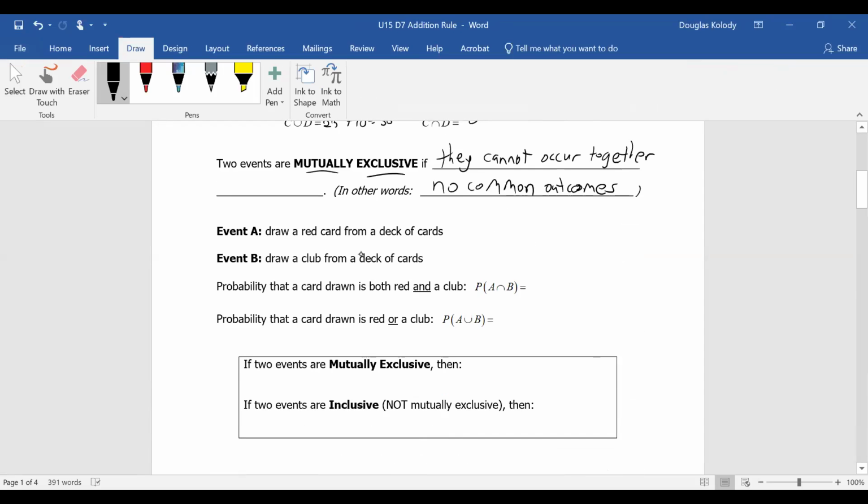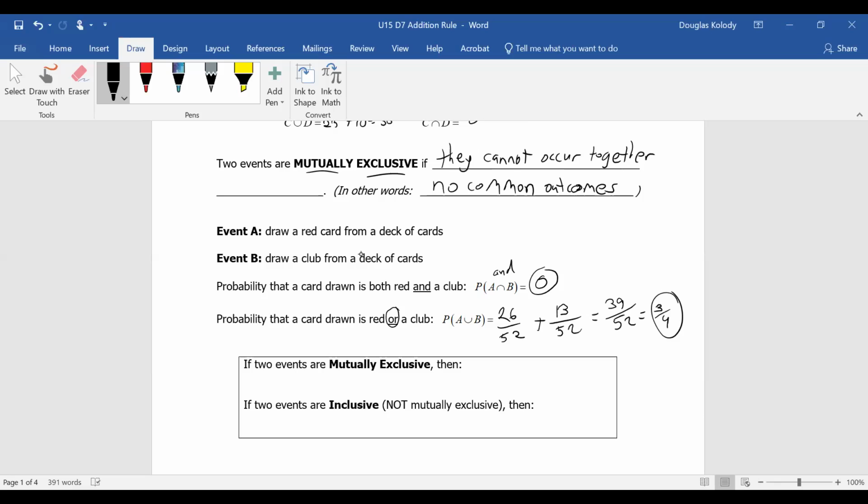So what's the probability of being both red and a club at the same time? 0. What's the probability that a card is a red or a club? Or means to add up everything. How many red cards are in a deck? Half the deck, 26 out of 52. Plus, how many clubs are in the deck? Well, the clubs are a suit, so that's 13 out of 52. There's nothing in common, so 26 plus 13 is 39 out of 52, which, by the way, is 3/4.